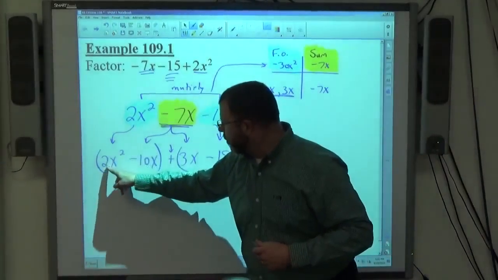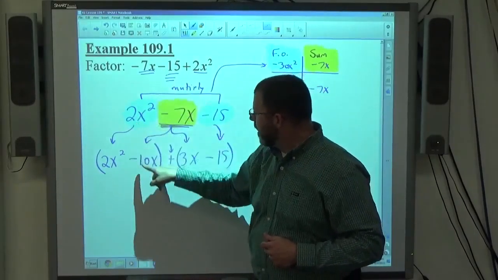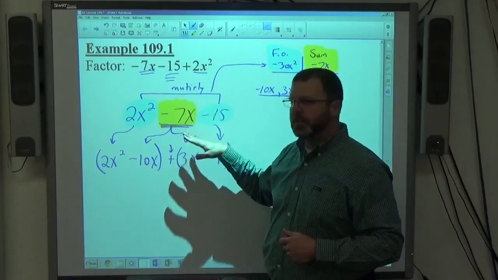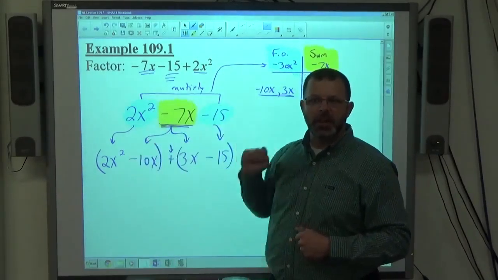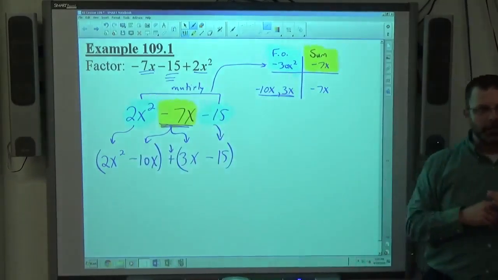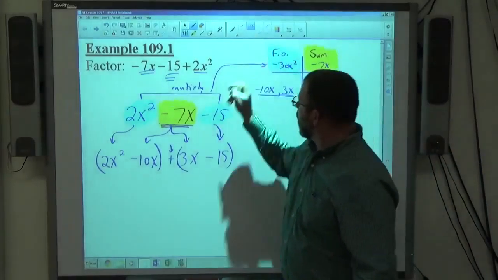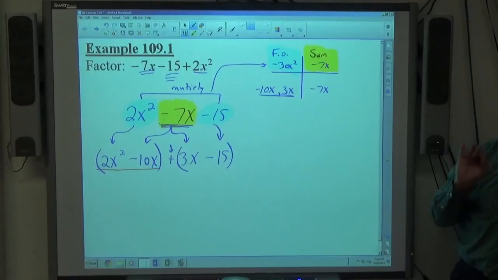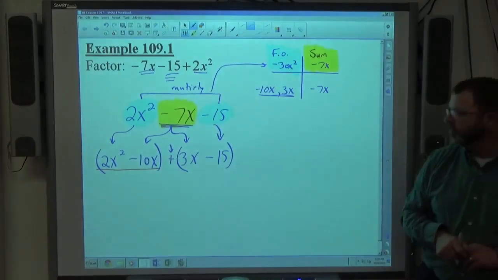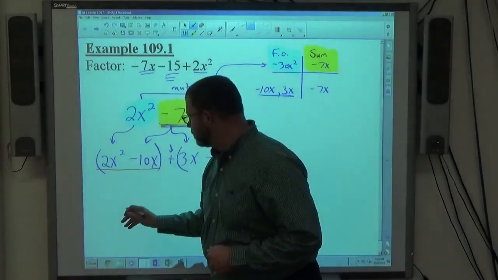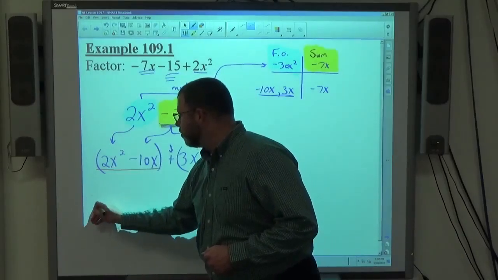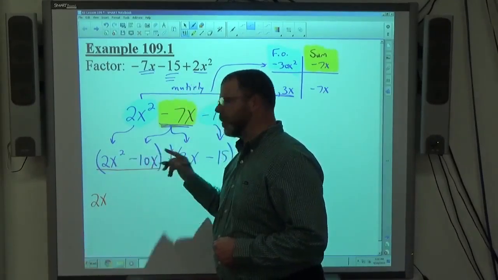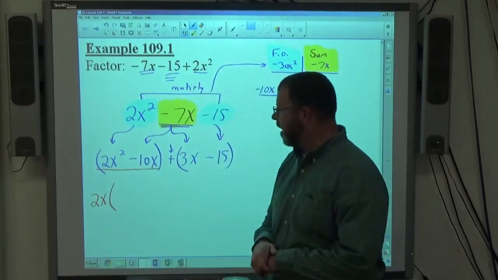So, 2x squared, same as 2x squared. Negative 10x plus 3x, same as negative 7x, plus negative 15, same as negative 15. This expression is exactly the same as that expression with the grouping happening. If I look at group number 1, I'll do this in red. I'm trying to find a common factor, something that evenly divides both the number and the letter. X and what else? 2. How about 2? 2x. 2 divides 2, 2 divides 10. X divides x squared and x, so 2x is the greatest common factor.